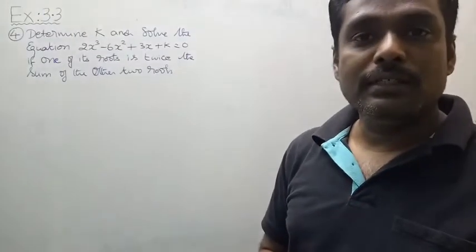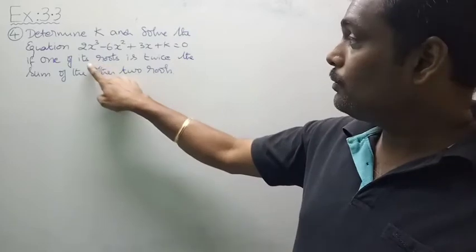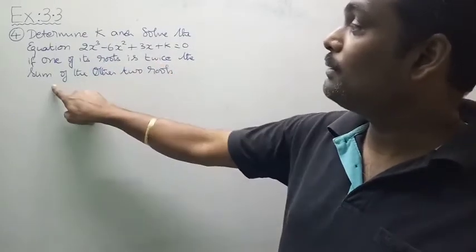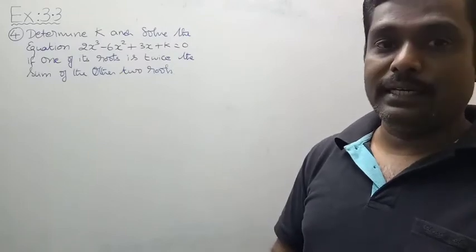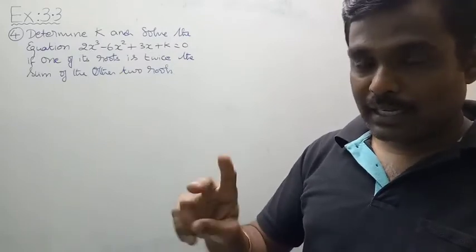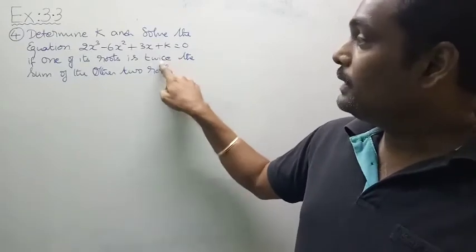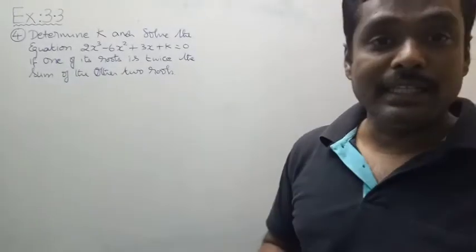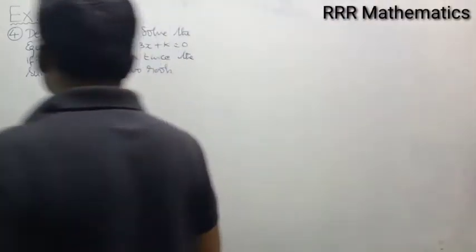Suppose we declare the roots to be: first root alpha, second root beta, and the third root will be twice the sum of the other two roots, that is 2 times alpha plus beta. Declare the two roots are alpha and beta. The third root will be twice the sum of the other two roots, that is 2 times alpha plus beta. Let us see the proof.